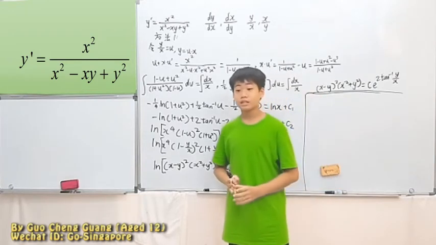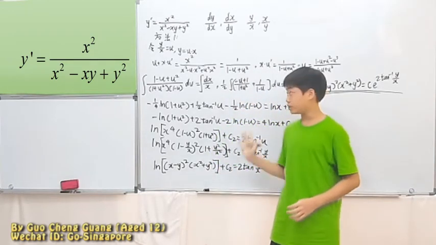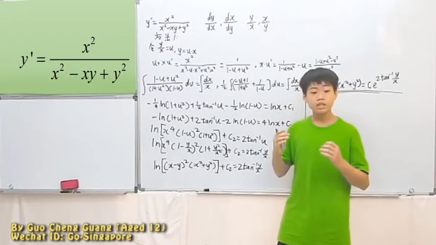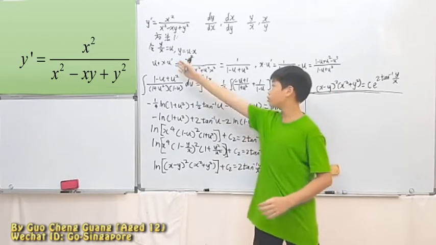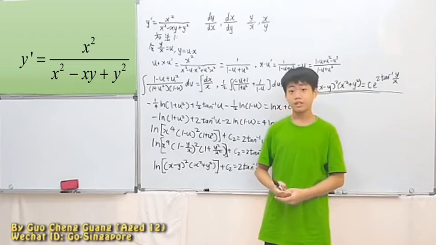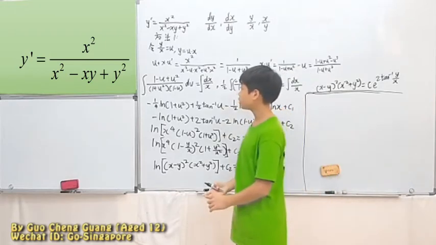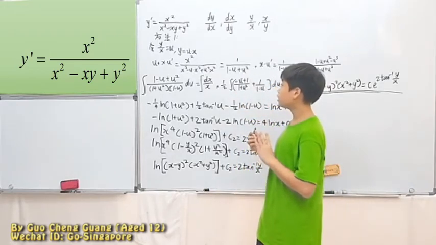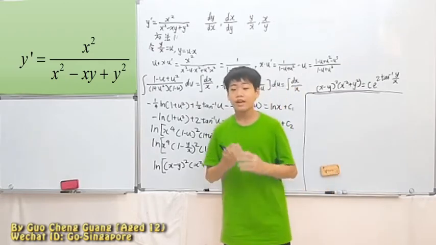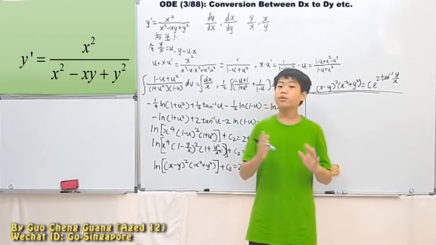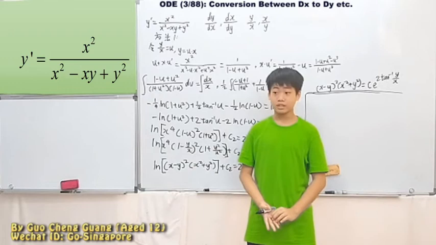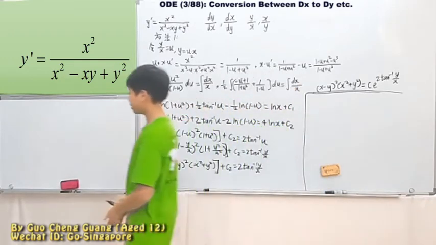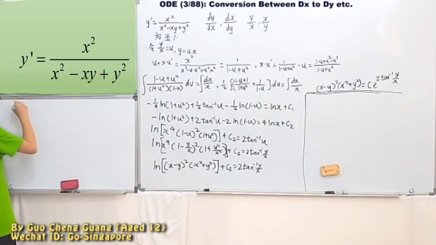In the last lesson, we have already done one of these cases. That is, we don't take the reciprocal and we use y over x equal to u. So now we're going to use another method. Then at last, I'll show you a comparison of these methods. Right now we're using the second method.